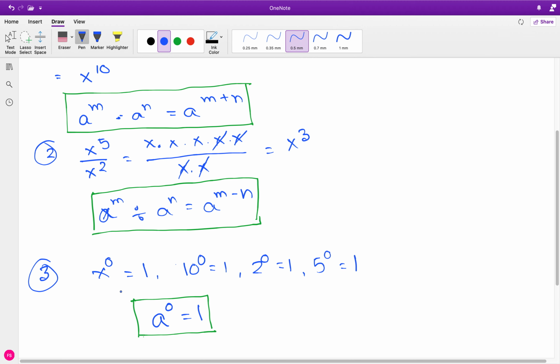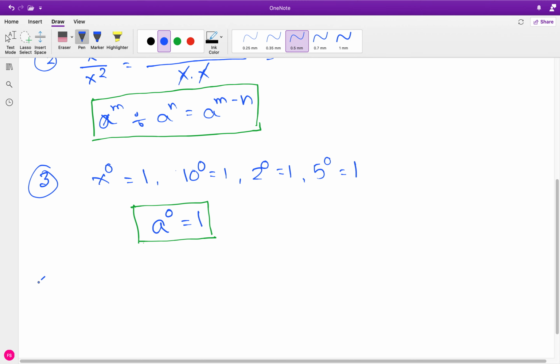Number 4. What is x to the power of 5 raised to the power of 2? What does this mean? It means that there are two terms of x to the power of 5. This equals x to the power of 5 times x to the power of 5. Now we already know that when we multiply two numbers with the same base, you just need to add up the powers. So this will give you x to the power of 10.